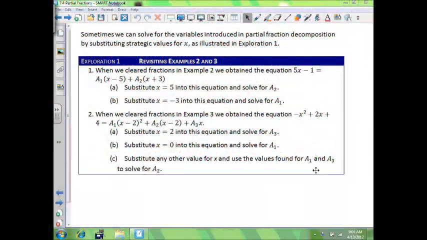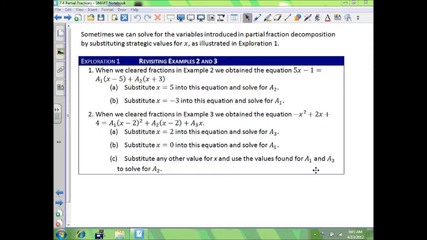In this short video, we're going to revisit examples 2 and 3. Now, sometimes we can solve for the variables introduced in partial fraction decomposition by substituting strategic values for x, as illustrated in exploration 1. When we cleared fractions in example 2, we obtained the equation 5x minus 1 is equal to a sub 1 times x minus 5 plus a sub 2 times x plus 3.